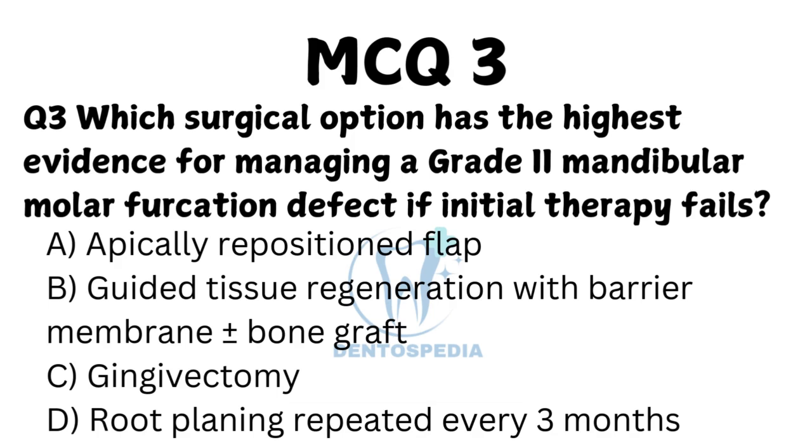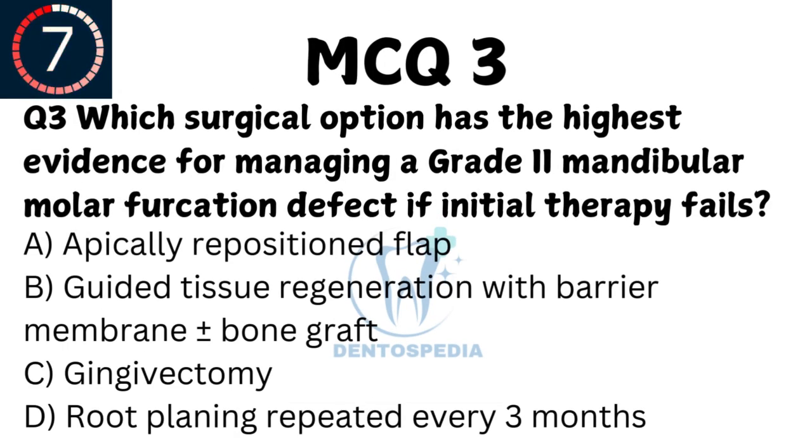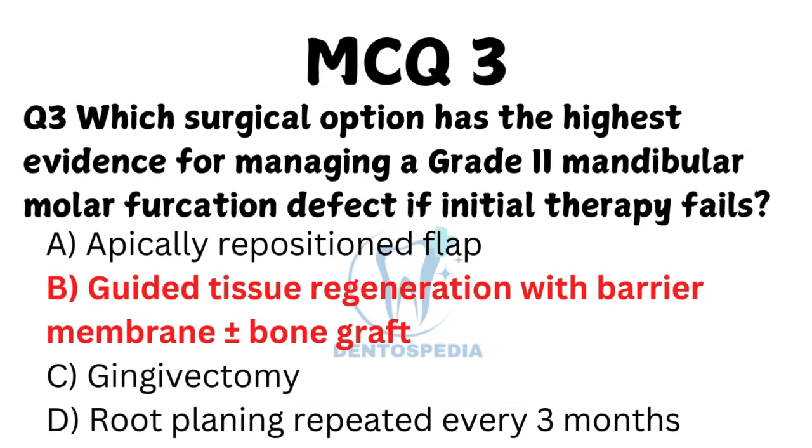Option B. Guided tissue regeneration with barrier membrane, plus or minus bone graft. Option C. Gingivectomy. Option D. Repeated root planing every 3 months. Pause for a few seconds and think. The correct answer is B. Guided tissue regeneration with barrier membrane, sometimes combined with bone grafting.